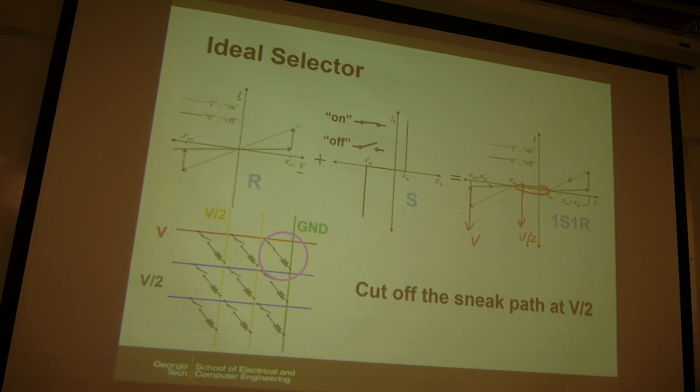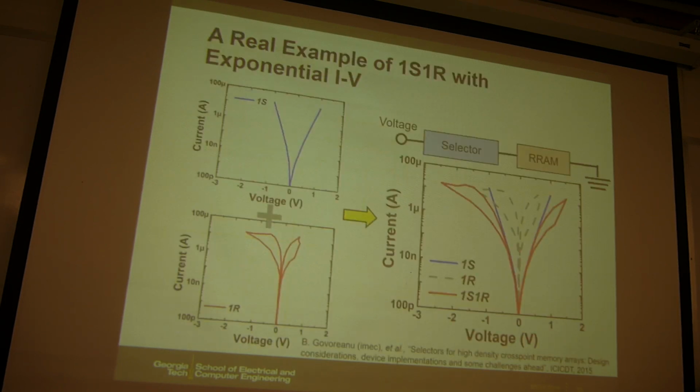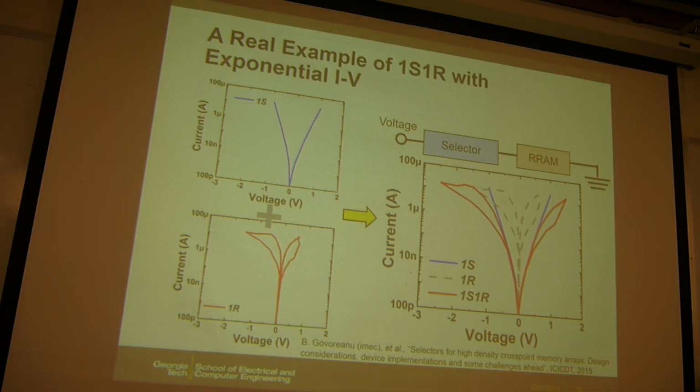So this is the selector, and let's look at some of the real selectors. As I just mentioned, what makes a rectifier of the current? You can think of a diode immediately, right? For a diode, the I-V is exponential, so at small voltage, the current will exponentially decrease.